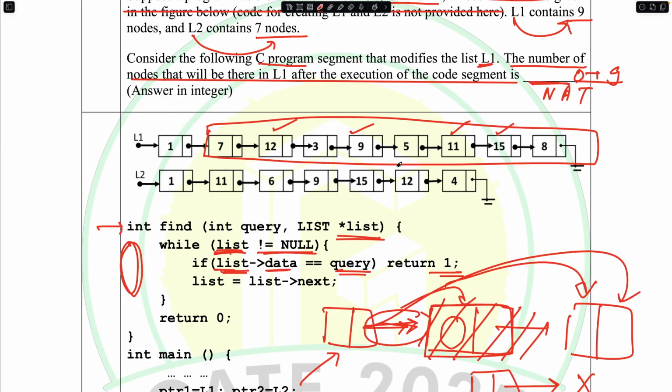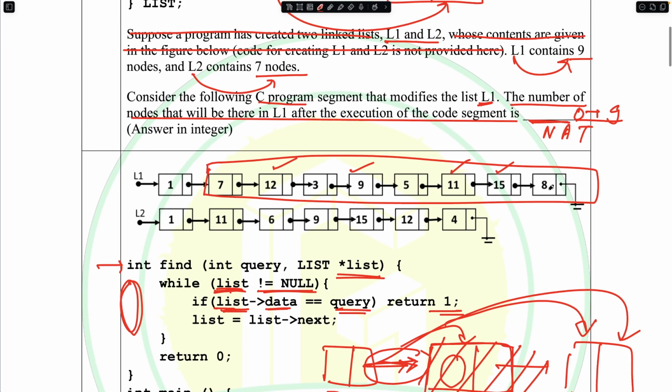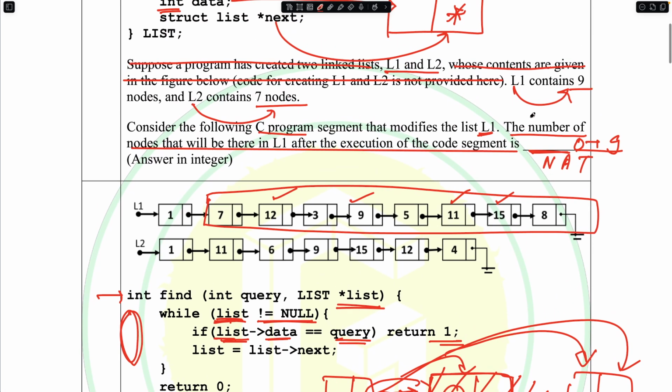And so how many nodes were there? 1, 2, 3, 4. 4 such nodes are going to be deleted, and the total number of nodes was 9. So 9 minus 4, the nodes that we found are to be deleted, is going to give us 5. So the answer in this question is going to be equal to 5, and this is the whole of this question.